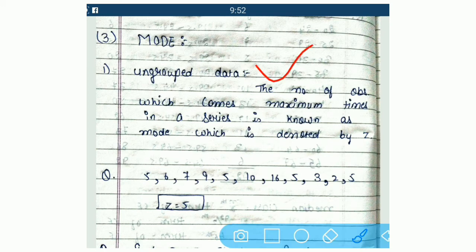Now, what is ungrouped data over here? Ungrouped data is when a number of observations are given to us. Jahan pe hame number of observation diye rehte hain, that is known as our ungrouped data. How can we define Z in ungrouped data? See, here it is written, the number of observations which comes maximum times in a series is known as mode, which is denoted by Z. Jo number repeatedly bar bar aata hai in the given observations, ye jo observation diye hain usme jo number repeat hota hai bar bar, that is known as our mode.